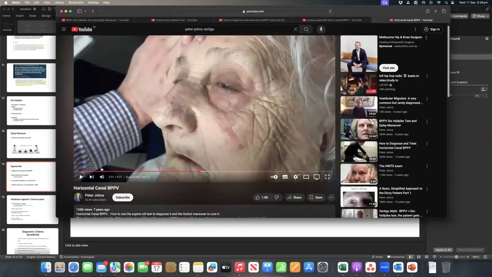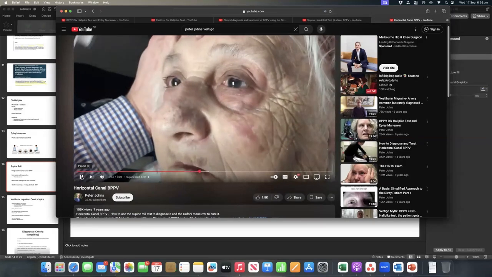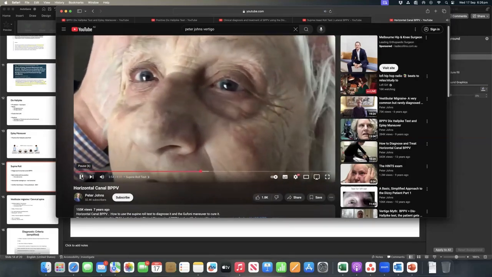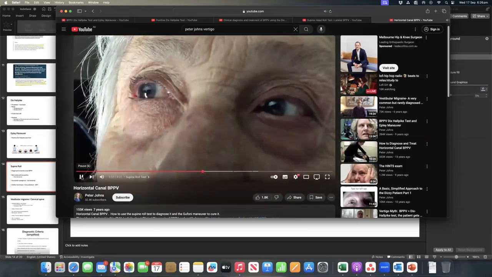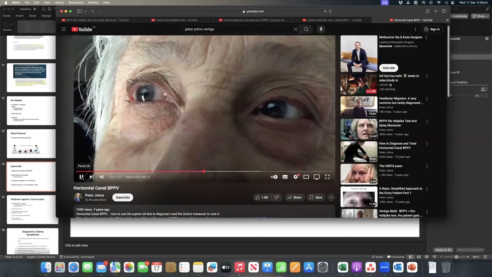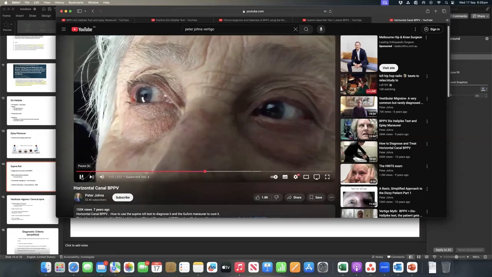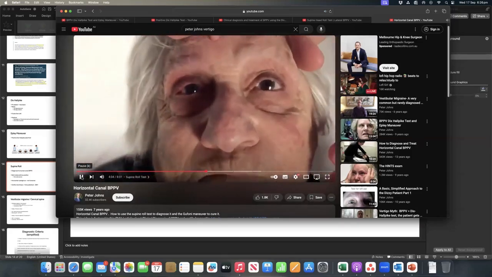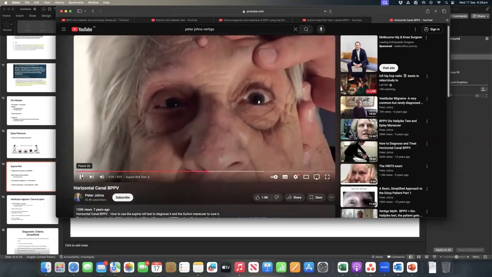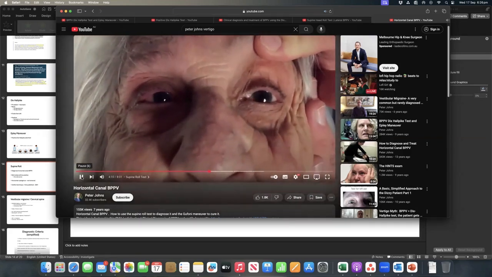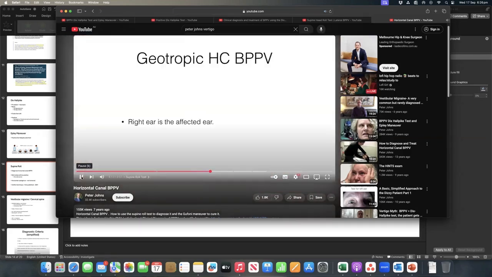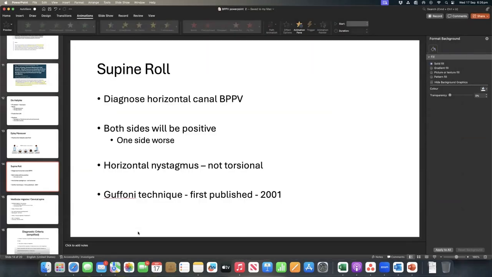Oh, there we go. I've got it here. Let's just have a look. In this lady, when her head is turned to the left side, she has purely horizontal nystagmus beating towards the ground. So this is geotropic nystagmus. When her head is turned towards the right, the nystagmus is more intense in amplitude and frequency. So the nystagmus on this more intense side is pointing towards the affected ear, which is the right ear. All right. So that's our other test.